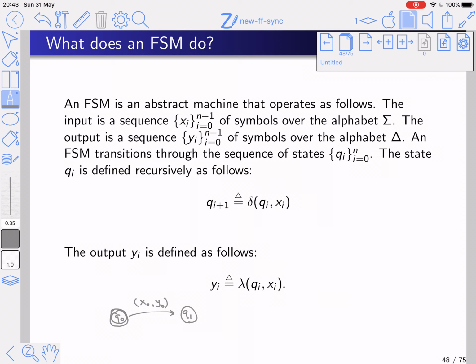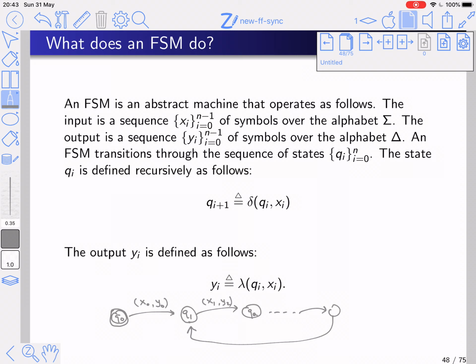Now when I'm in Q1, I get the input x1. The transition function tells me that I have to go to state Q2, and I output the value y1, and so on. This is the way the computation proceeds. Now it is important to understand that these Qi's need not be distinct. So it might be the case that after having received a certain number of inputs, I return to a state which I have already visited. That's the first thing I want to emphasize.